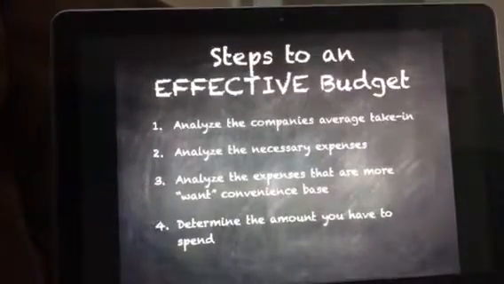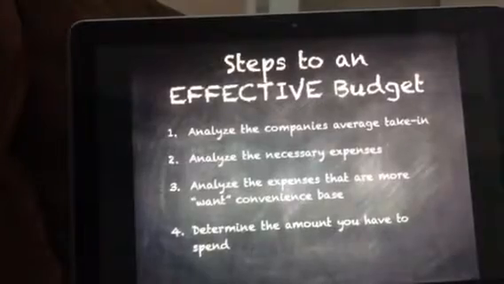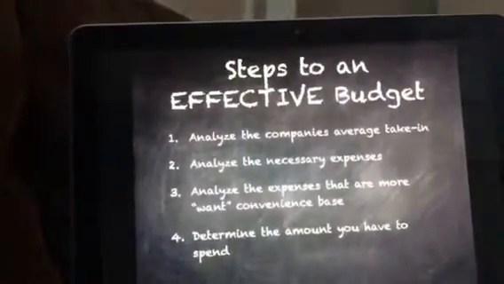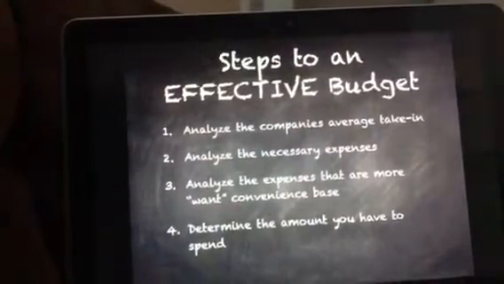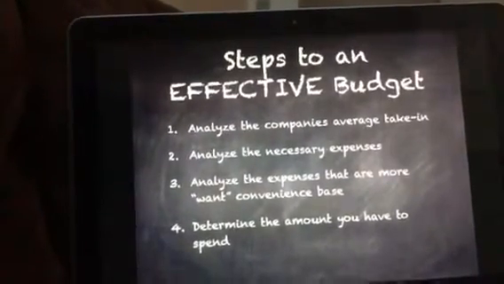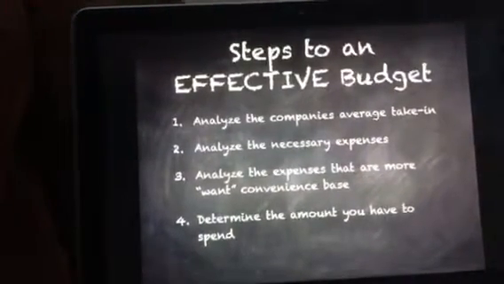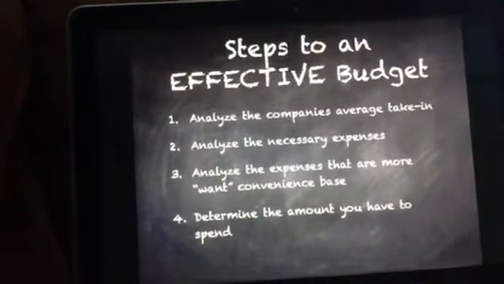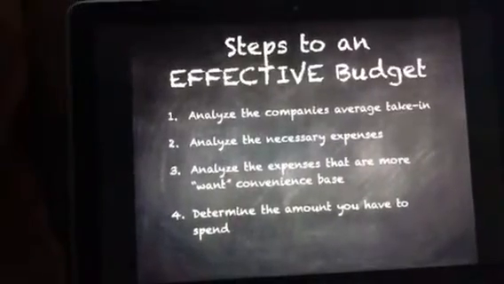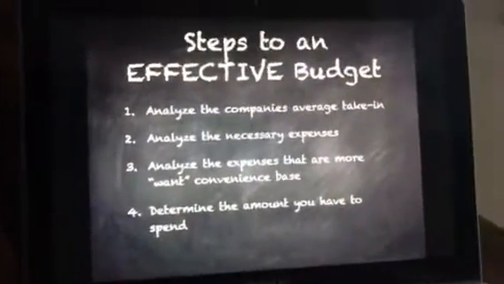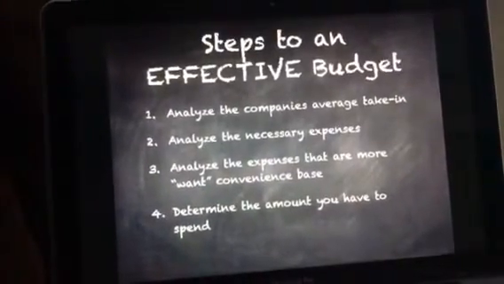These are my steps to an effective budget. First, you need to analyze the company's average take-in the year. Second, you need to analyze the necessary expenses or the things that the company cannot live without. Third, you need to analyze the expenses that are more of a want, convenience-based expense. And finally, the fourth step is determining the amount you have left to spend. I will go into each of these individually in the next 4 slides.